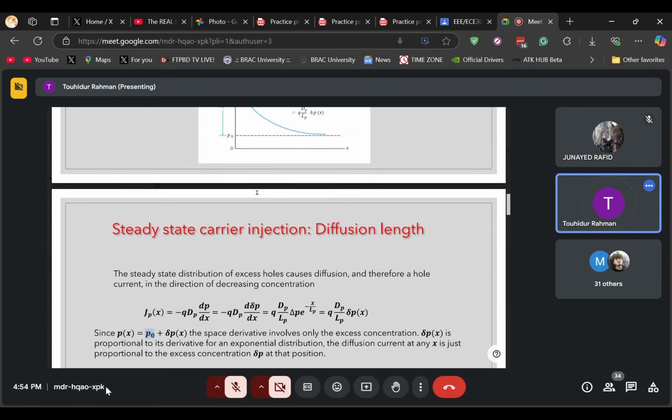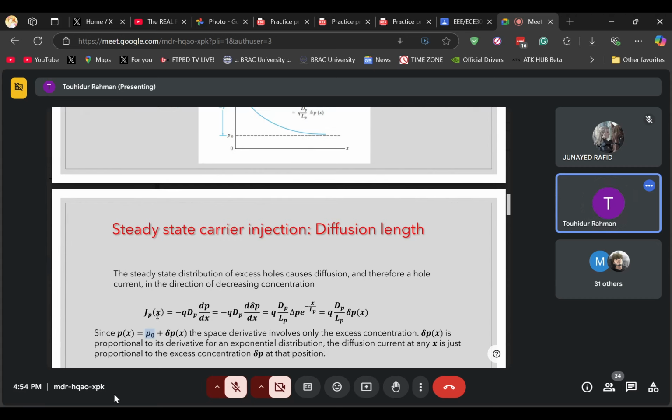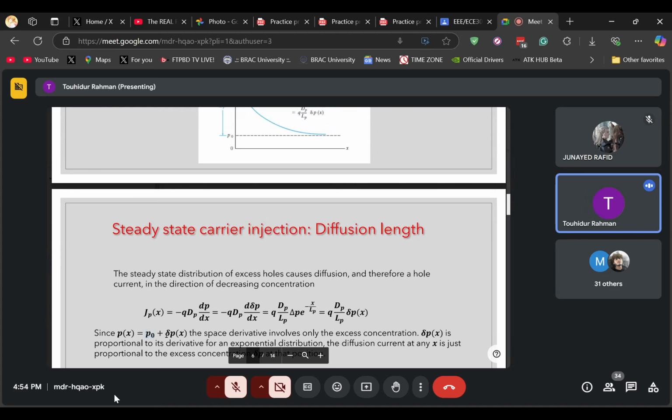Since P0 is constant, there is no concentration difference, so there will be no diffusion current for P0. Since we want to calculate the diffusion current and P0 has no diffusion current, that's another reason we can ignore P0. That's the analytical explanation, but the mathematical explanation is that since P0 is constant with x, the derivative will be 0. That's why we have only the term which is a function of x.